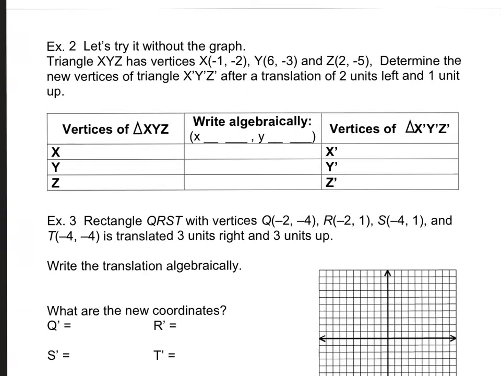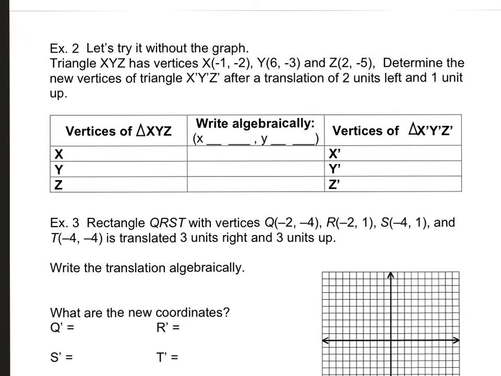So because we have an algebraic way, we don't always have to have a graph. We could figure this out by just having the coordinates. So we're going to try example 2 without a graph. It tells us that triangle XYZ has the following vertices, and I'm going to write those in. So X is -1, -2. Y is at +6, -3. And Z is at +2, -5. So it says determine the new vertices of triangle X prime, Y prime, Z prime.